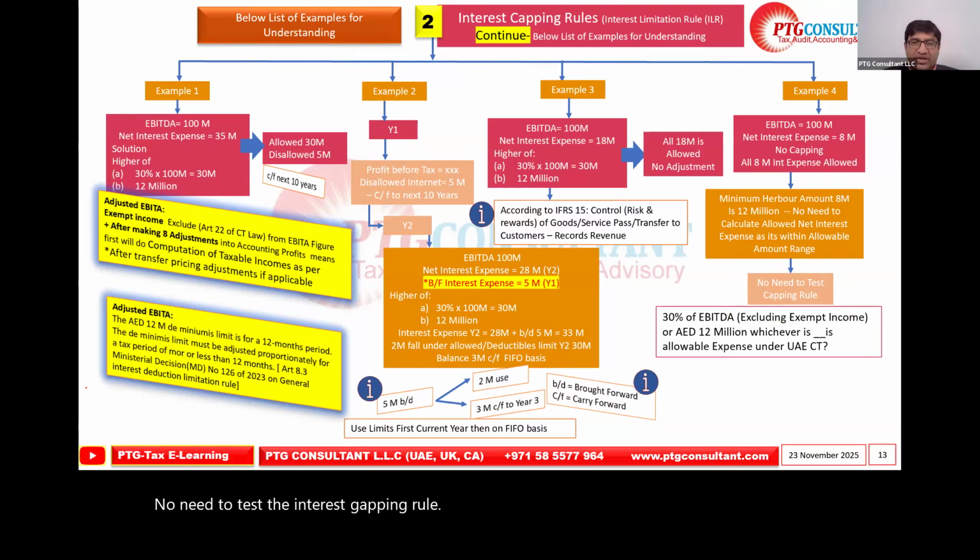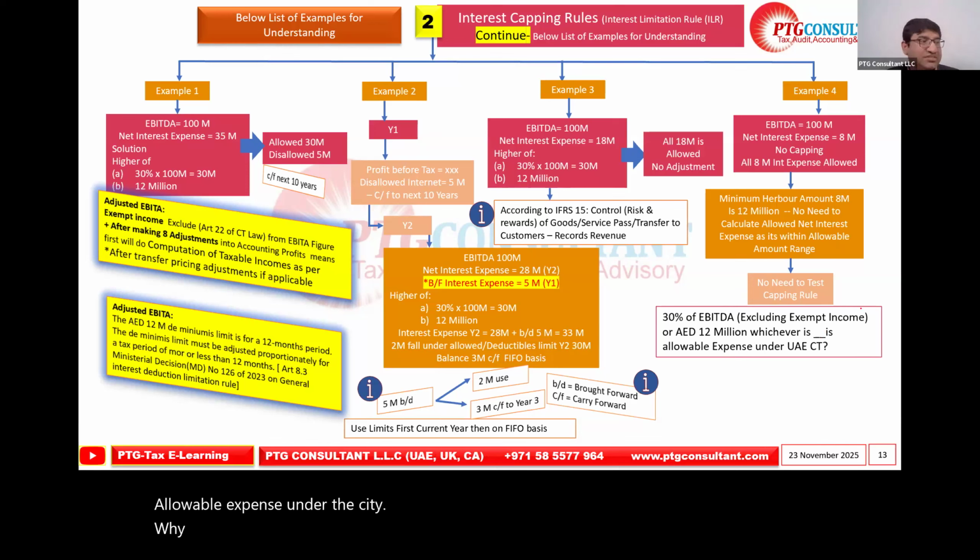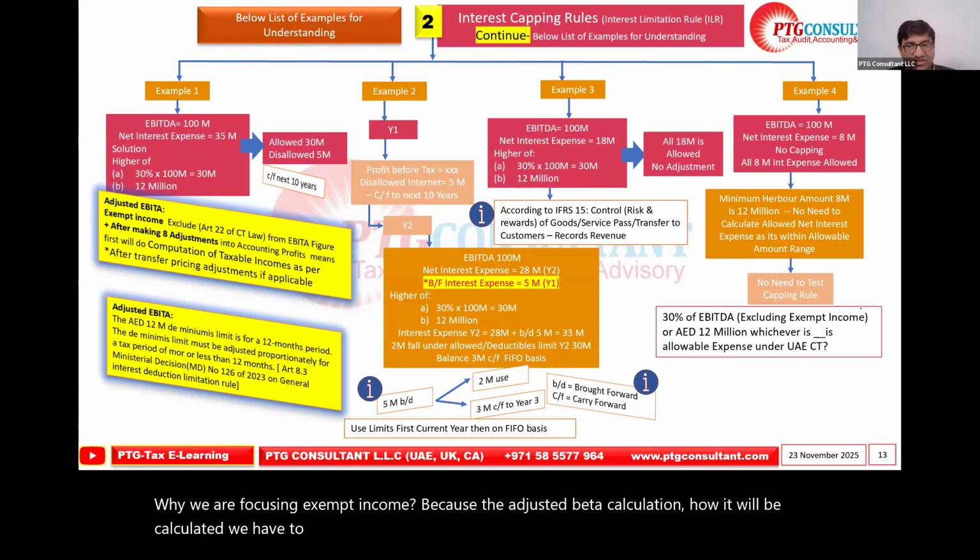Now again, emphasizing 30% of EBITDA, excluding the exempt income, whichever is an allowable expense under the tax law. Why are we focusing on exempt income? Because in the adjusted EBITDA calculation, we have to exclude the exempt income also while doing this test.